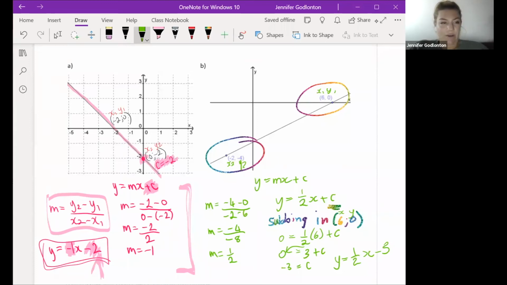Half x minus 3. So I see some people got there. Some people, I think, made some dividing mistakes. But hopefully we are making some progress.